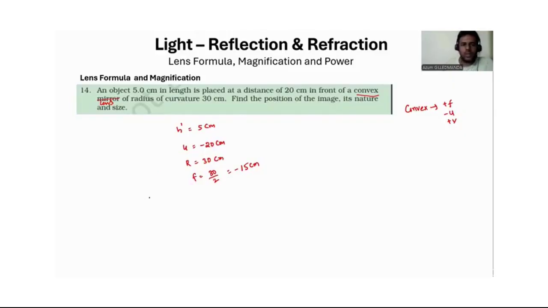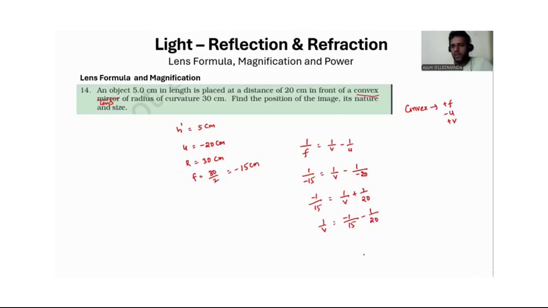Okay, all right. So now here, same, use the lens formula, that is 1 by F equals 1 by V minus 1 by U. So what is F? 1 by minus 15 equals 1 by V, V is not given, fine. And then U is given, that is minus 20. So I can write this as minus 1 by 15 equals 1 by V plus 1 by 20. Then 1 by V, I can do like this: minus 1 by 15 minus 1 by 20.